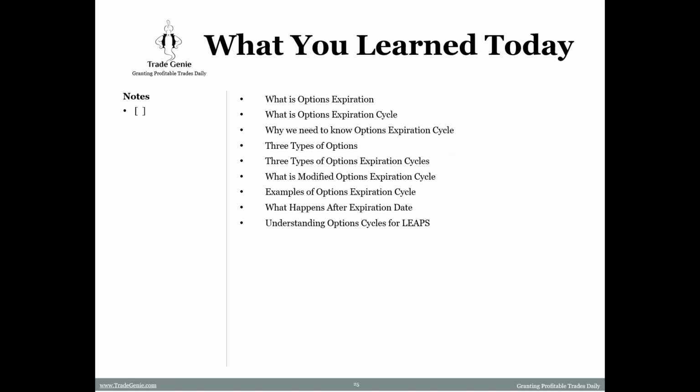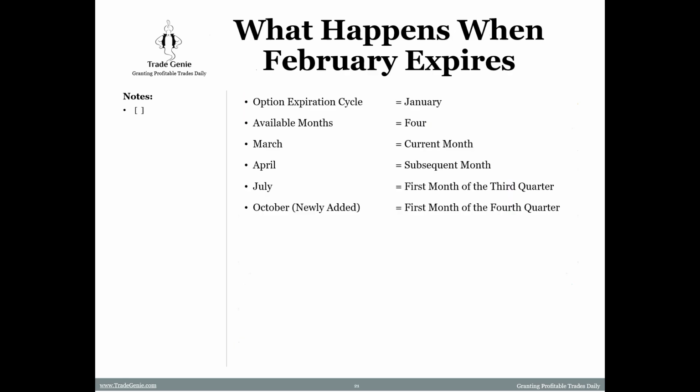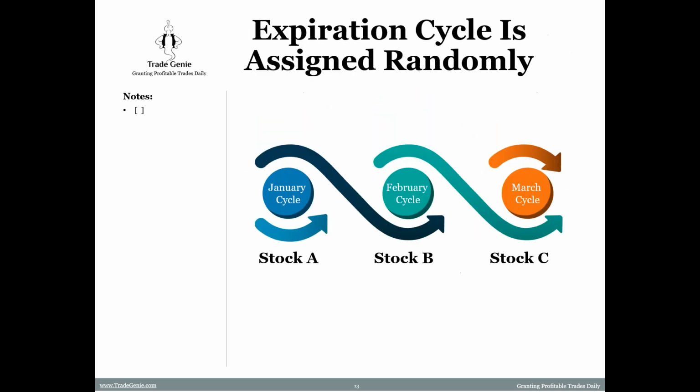So we remember that. We know what happens after the current month expires, and how the month is added. We know that. We also know about LEAPS. LEAPS have January options, long term. So now, all that, I go back and explain to you quickly once more.